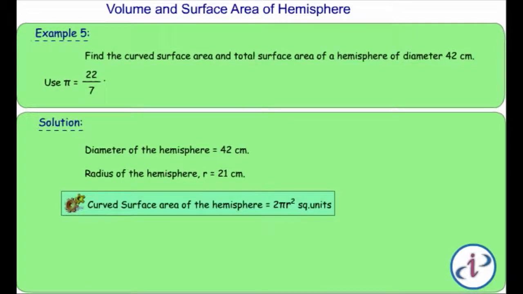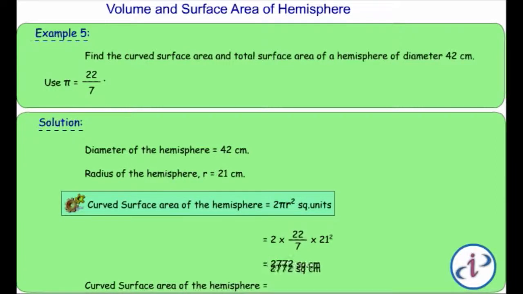On replacing the radius of the hemisphere in the formula, we get 2 times 22 by 7 times 21 squared. On further simplification, we get the curved surface area as 2772 square centimeters. In the same way, we can find the total surface area too.